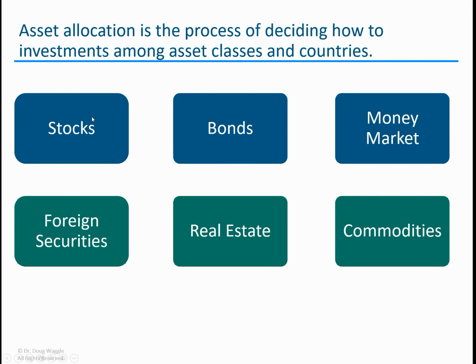More on that later. And remember, when you buy stocks, what are you doing? You're becoming a part owner. If you own stock, you're a part owner. If you buy a bond, you're lending money. So these are things you could do with your money. You could become a part owner by buying stock. You could lend money by buying bonds.